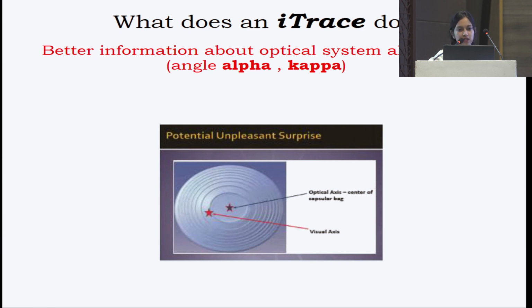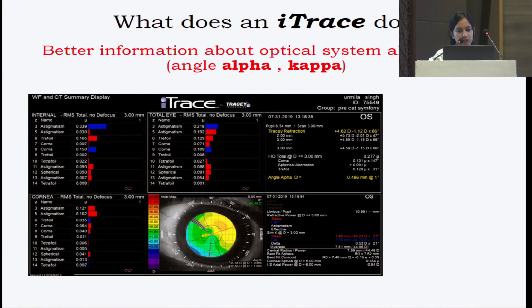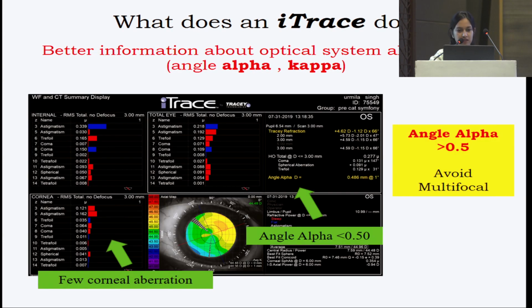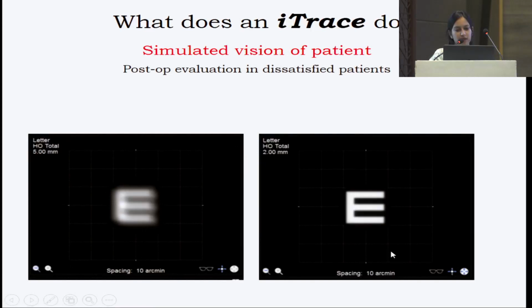Then it also gives us information about angle kappa and angle alpha in cases of multifocal lenses, because if angle kappa is very high or angle alpha is very high, the center of the lens and the center of the visual axis are way apart, and this can cause complaints of glare and halos to the patient. This is one simple case with Eye Trace where you can measure angle alpha and corneal aberrations, and if corneal aberrations are high or angle alpha is more than 0.5, you must avoid a multifocal lens.